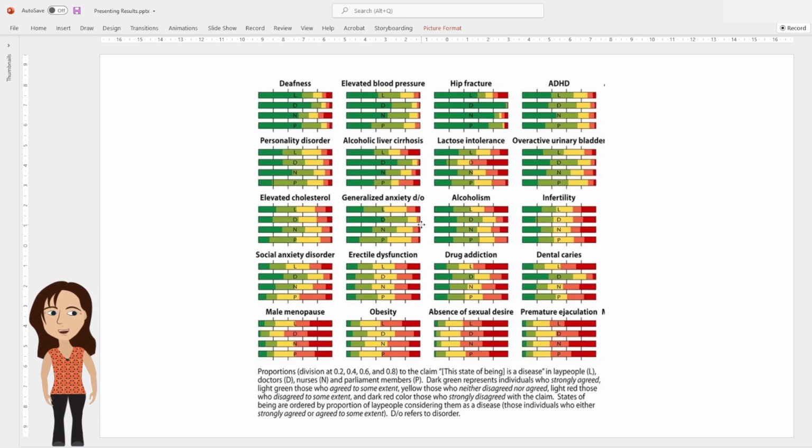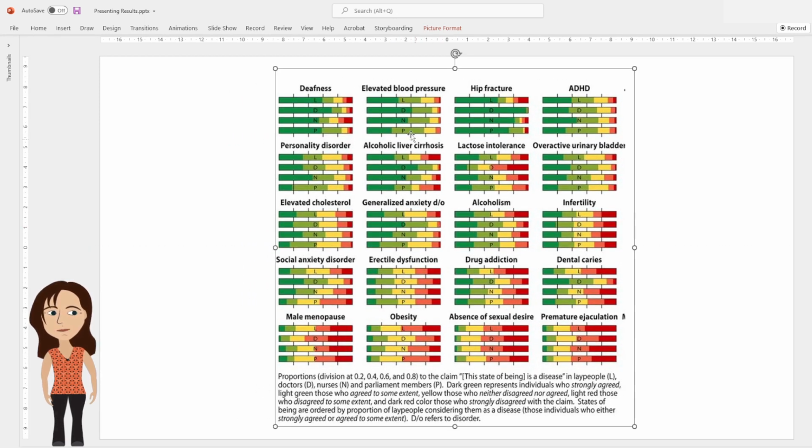This is just an example of bar charts done really well. This particular paper had a ton of outcomes. This is just a portion of their outcomes, and they've color-coded it and they've smushed them all together. And so you get this idea of the strongly agree to the strongly disagree over these different medical conditions as to whether or not they're a disease.